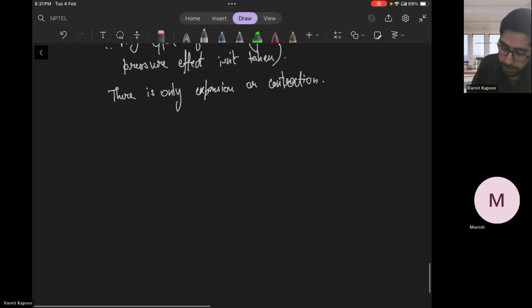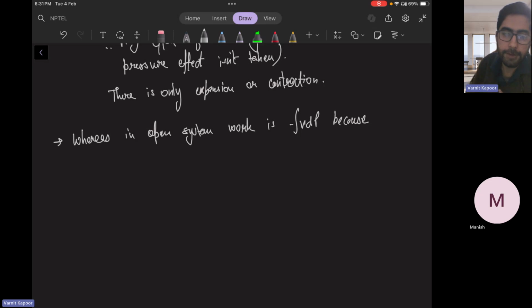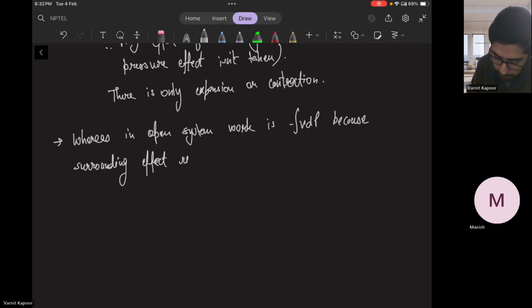Okay. Whereas in open system, work is VdP because surrounding effect resistance is taken into account.